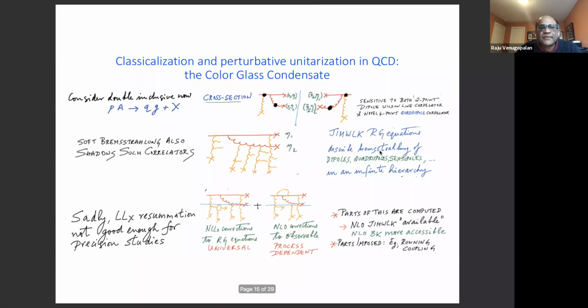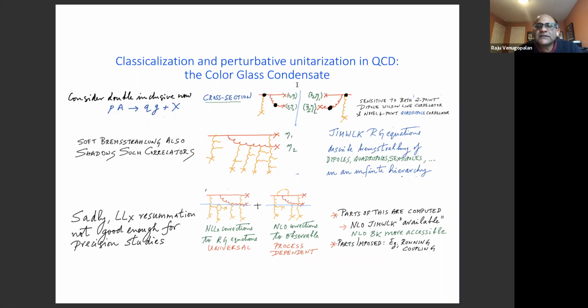So now you can look at more complicated processes. The power of this approach is that you can look at arbitrarily complicated or interesting, depending on your perspective, processes. Suppose you have, say, pA scattering at the LHC where you produce two jets. You produce a quark jet and a gluon jet, and then you produce a bunch of other soft stuff. That would correspond to a quark coming along. It splits into a quark and a gluon at two different spatial positions in the amplitude, at two different rapidities, and likewise in the complex conjugate amplitude.